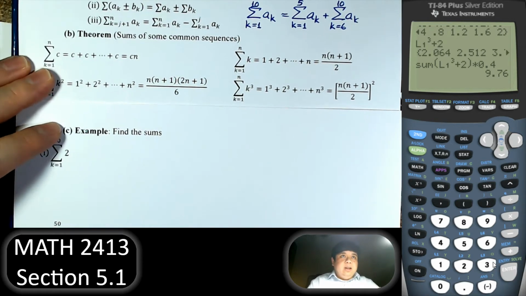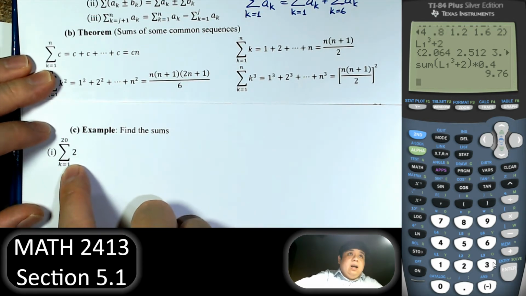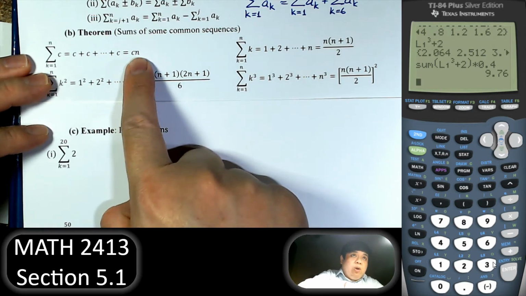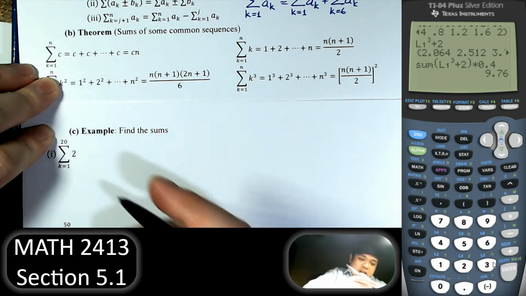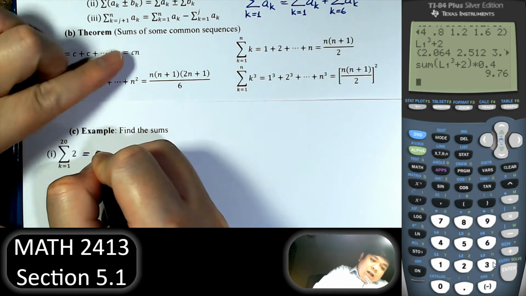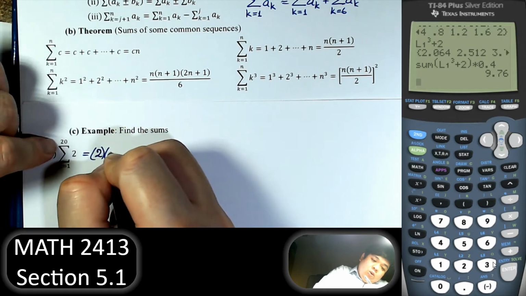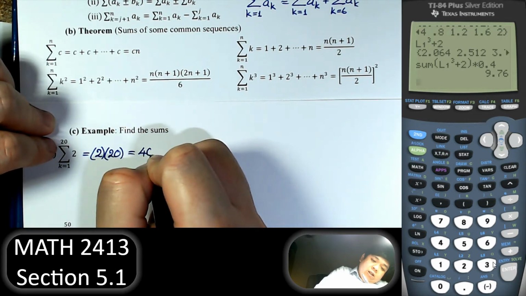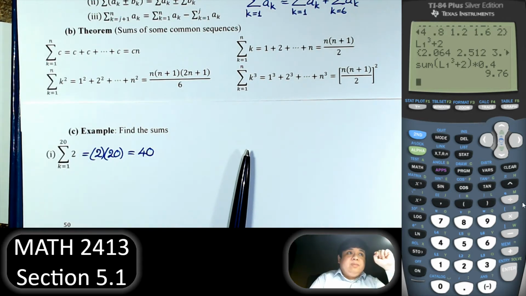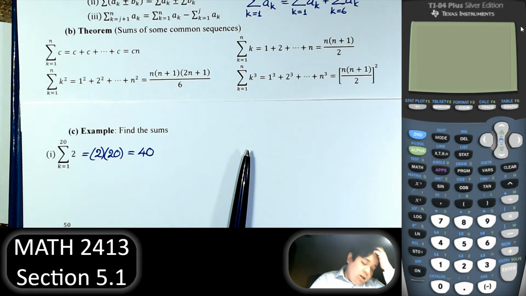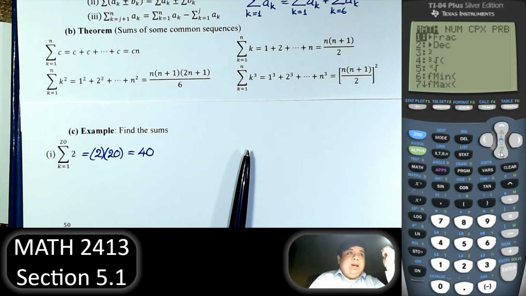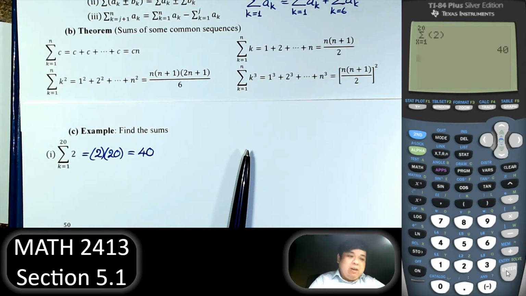First, find the sum from 1 to 20 of 2. That is the first one where we have the constant. So this is easy. This is equal to 2, that constant, times the upper limit, 20. So that is equal to 40. If you're using this calculator, by this I mean the TI-84 with the newest operating system, hit math, and go all the way to option number 0. We can say we add from 1 to 20 of 2. That's what we have.